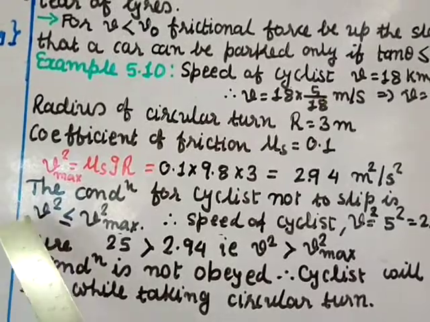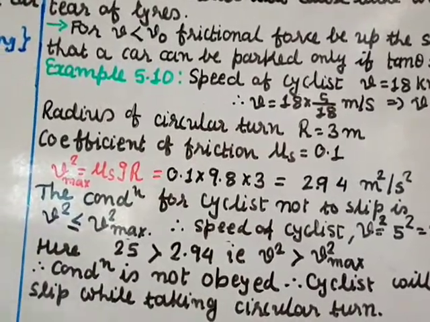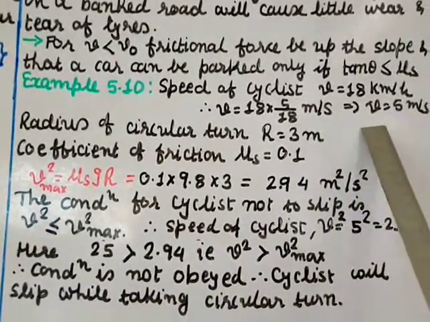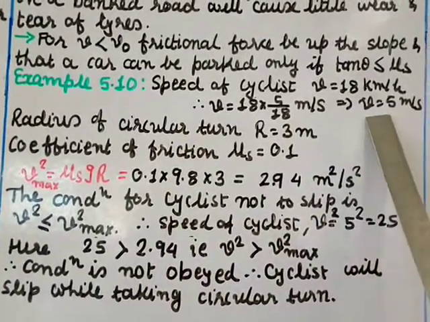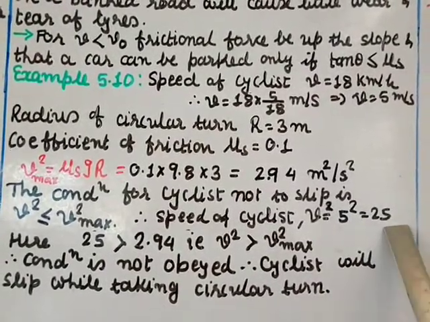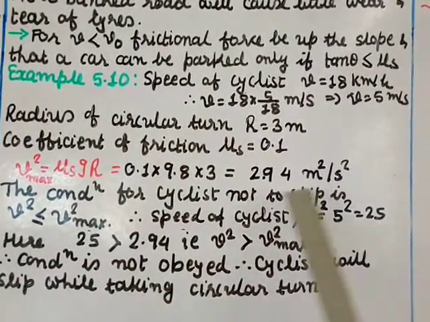This value of velocity with which the cyclist is moving should be less than this value. Okay, that should be the condition. Now we have the speed of the cyclist V equal to 5. So V square is equal to 5 square, equal to 25 meter square per second square, right? So this is 25 and this is 2.94.